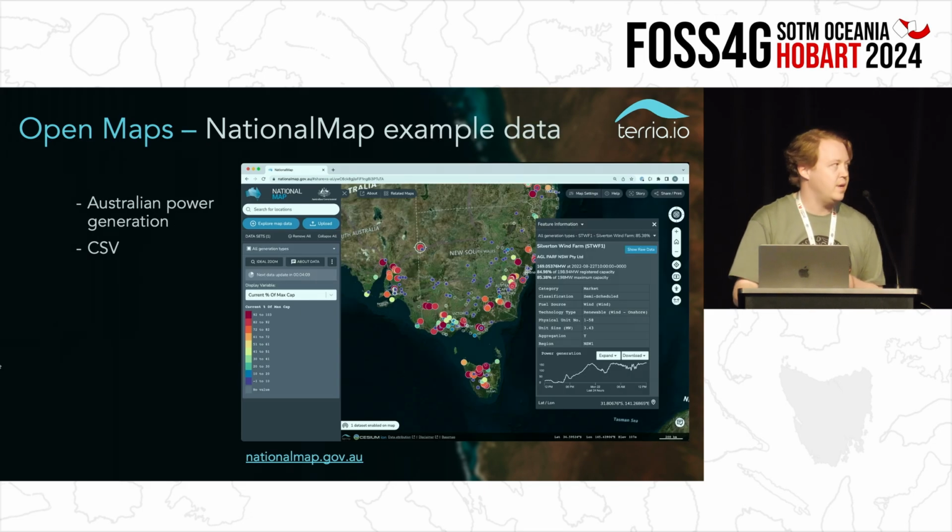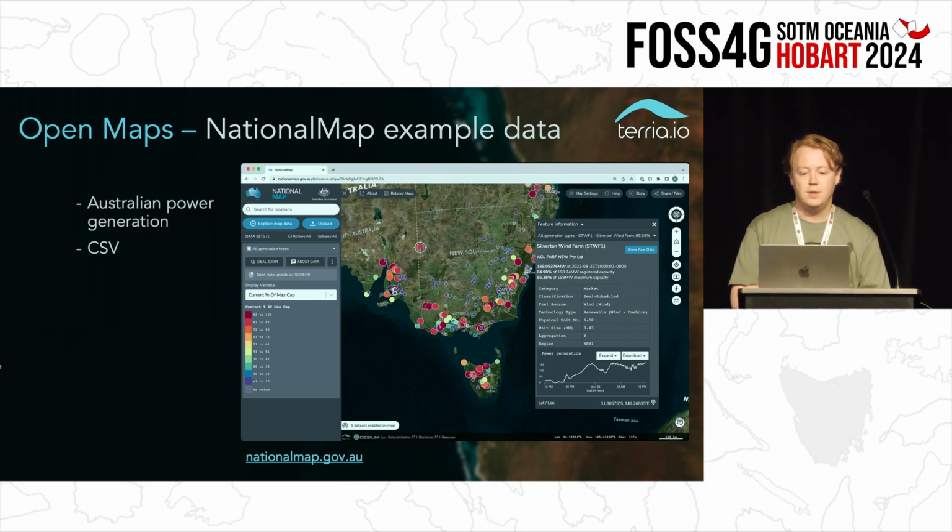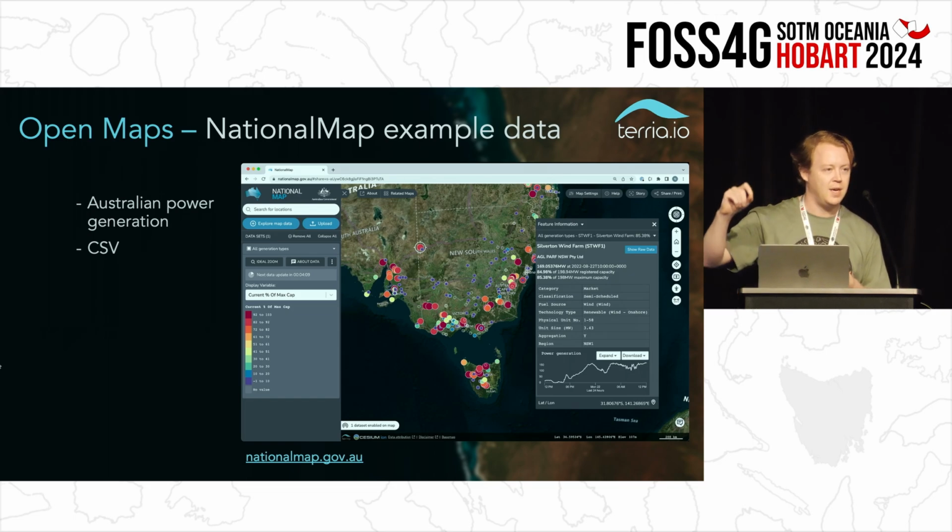I've got a nice example here of a CSV. This is showing some power generation data. It might be a bit hard to see, but each point represents a power station, and the colour is showing you the percentage of the maximum capacity of that station. And you can then click on that and get a nice little time series chart.